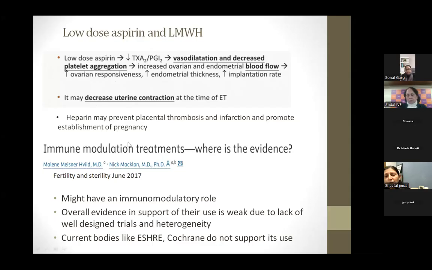So heparin is very commonly used for its immune modulation properties, and there was an article in Fertility and Sterility in June 2017 which said that these agents might have an immunomodulatory role, although the overall evidence in support of their use is weak, and most of the bodies do not recommend it. But I think Ecosprin and heparin are a very common prescription seen with most of the ART specialists. It could be an overprescription, yes, but most of the ART specialists are using it.